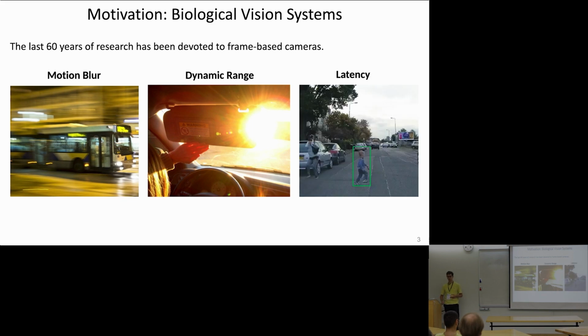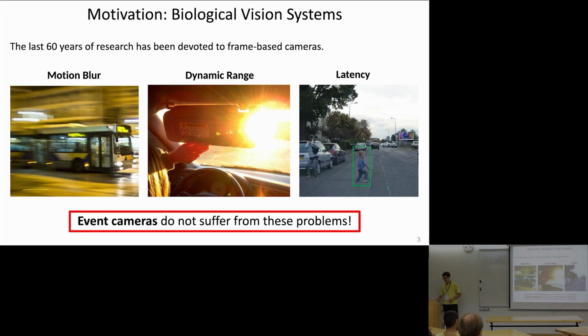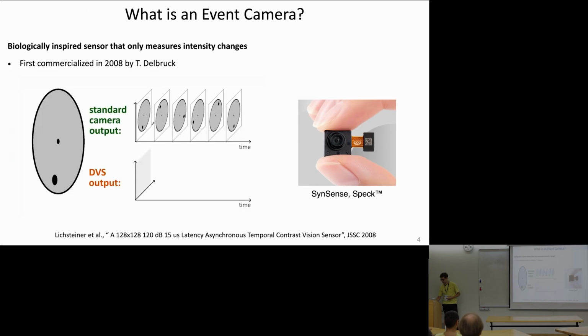Another one is latency. So we observe the scene as a sequence of images, but if these images are too far apart, we can actually have significant dead time during which we can't act, and this means that we can actually endanger lives with these sensors. The topic here is going to be about event cameras, which don't suffer from these problems, and I'll explain to you now how an event camera works.